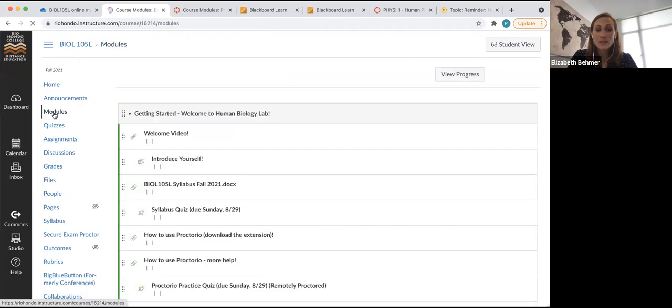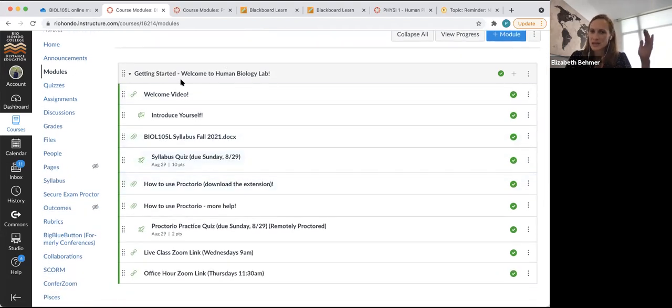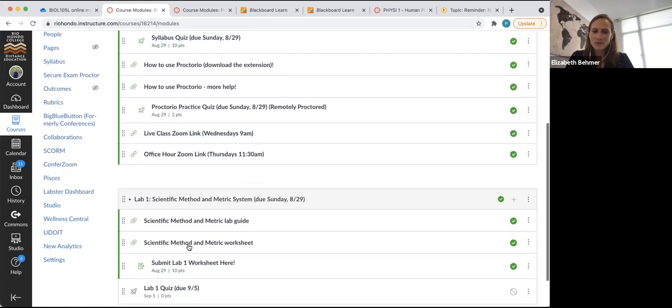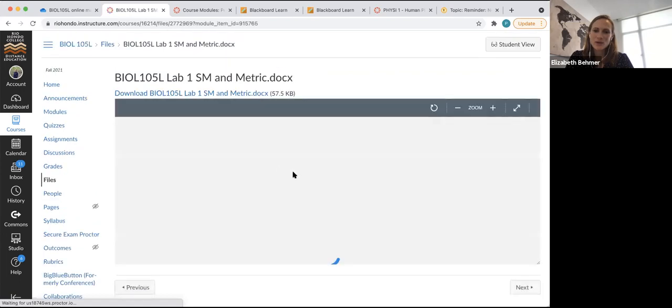They're found in both, Valerie. If you go into Modules, and they'll be found under Files, but if you go into Modules, the Getting Started module contains all helpful information, and then each module will correspond to a specific lab, but they'll be in both. Thanks, Vivian. So Lab One, here's our scientific method worksheet.